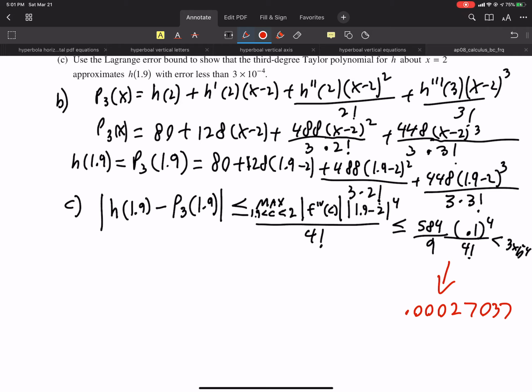Your favorite problem, Taylor, or I should say Lagrange error bounds. Congratulations if you did that right. And if you didn't, hopefully you learned something. That's the end of problem number 3.